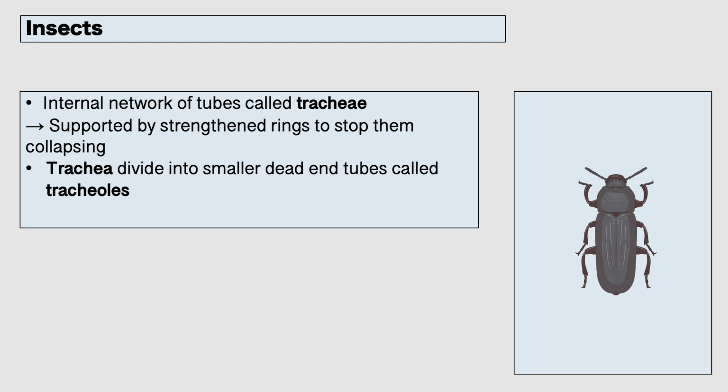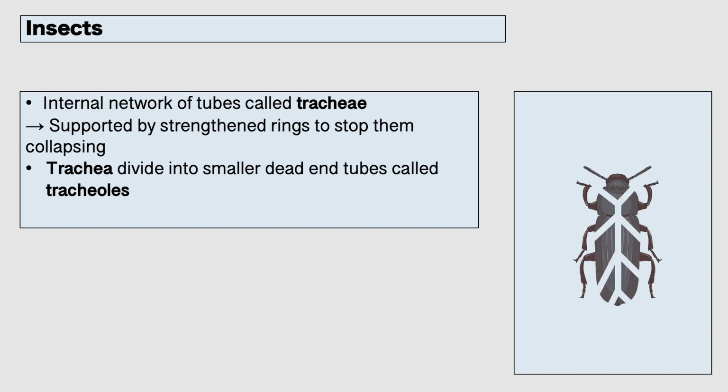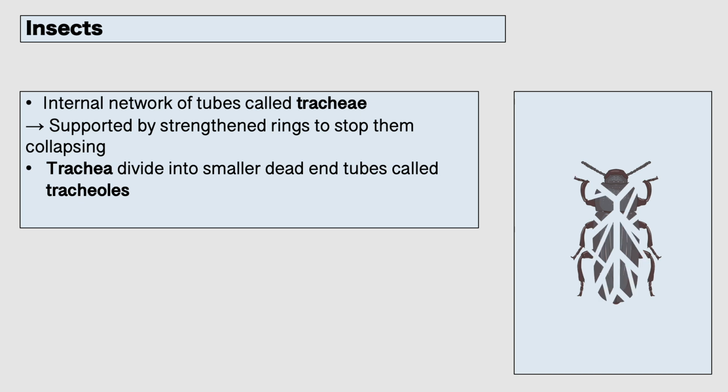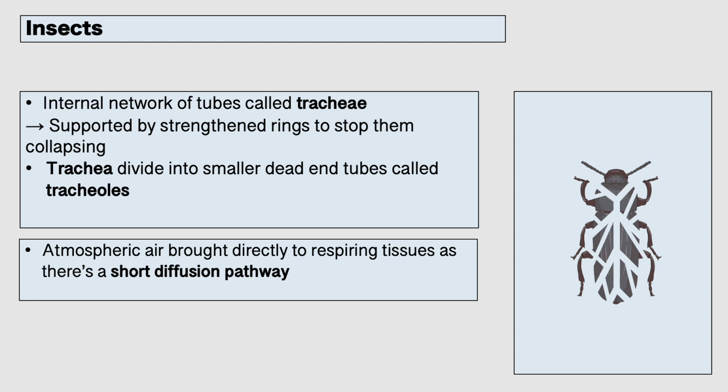Insects have an internal network of tubes called tracheae. You may have heard that word from studying the lungs because the main pipe leading to the lungs is the trachea. Anyway, the tracheae are supported by strengthened rings to stop them collapsing. The tracheae also divide into smaller dead-end tubes called tracheoles. In this way, atmospheric air is brought directly to respiring tissues as there's a short diffusion pathway.